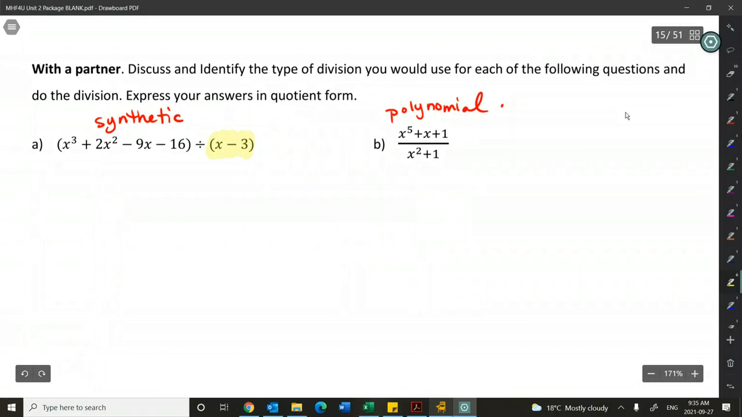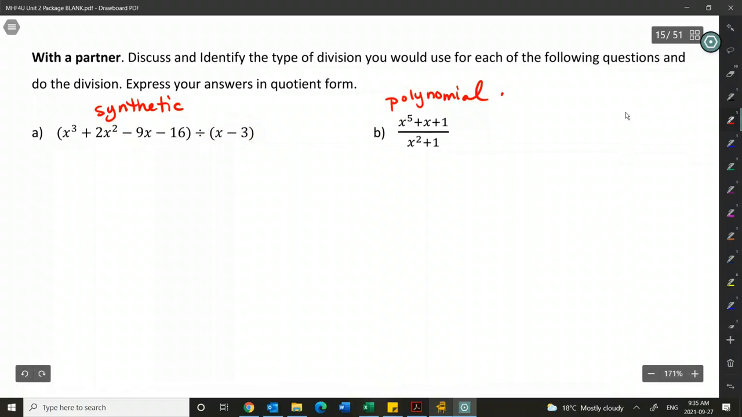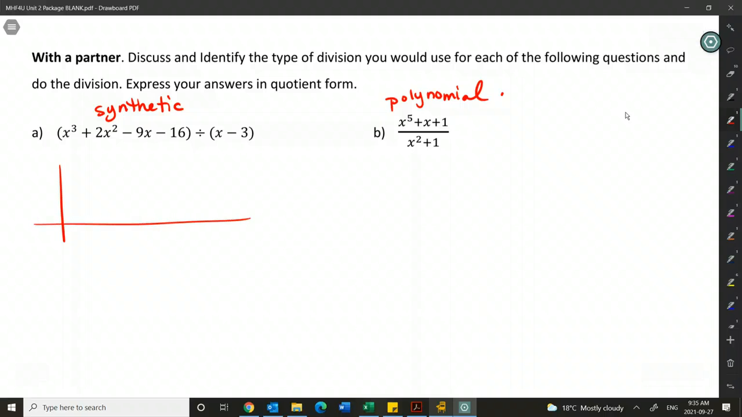Okay, so this one, the divisor is degree 1. There's an exponent of 1 on the x. This one, the divisor is x squared. So we have to use, well, we don't have to use synthetic, but synthetic is nice and quick. So I personally prefer to use synthetic where possible. So I'm going to put a 3 out here. That comes from the x minus 3.